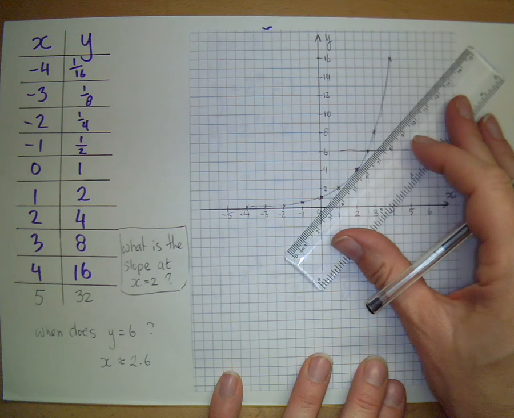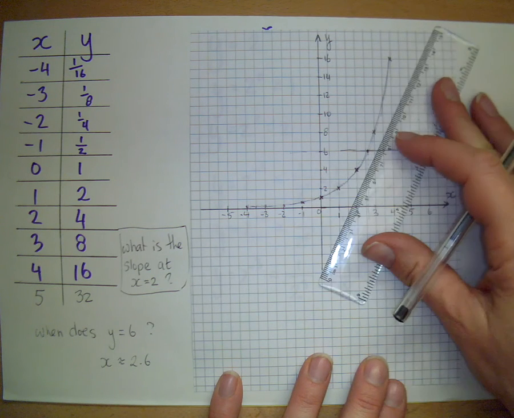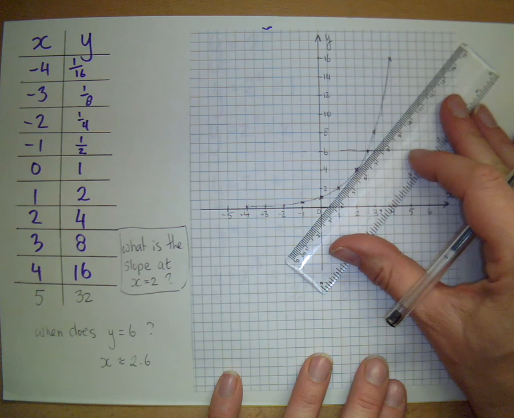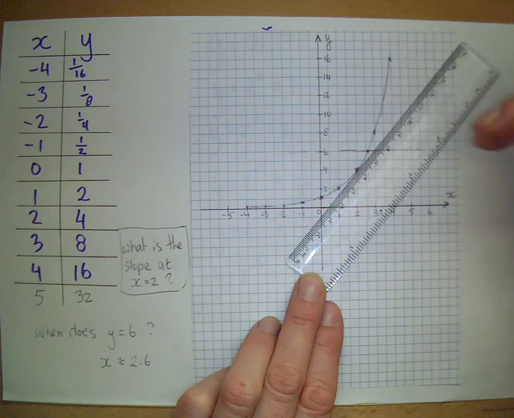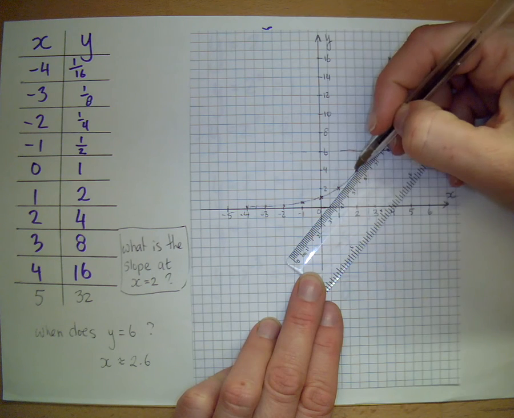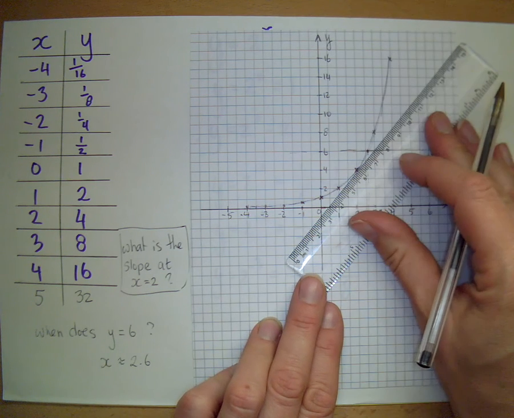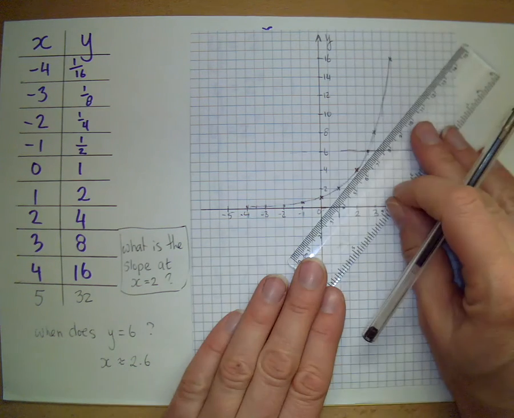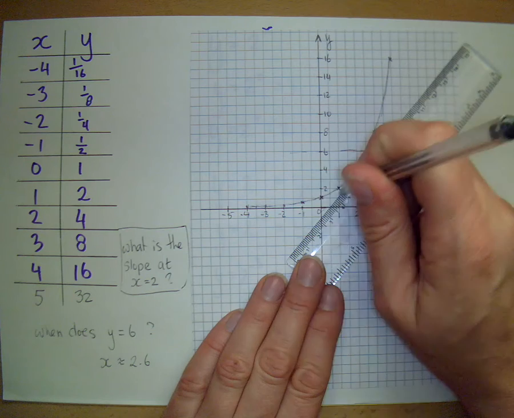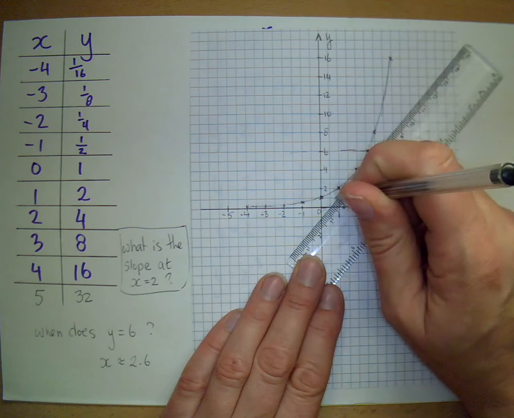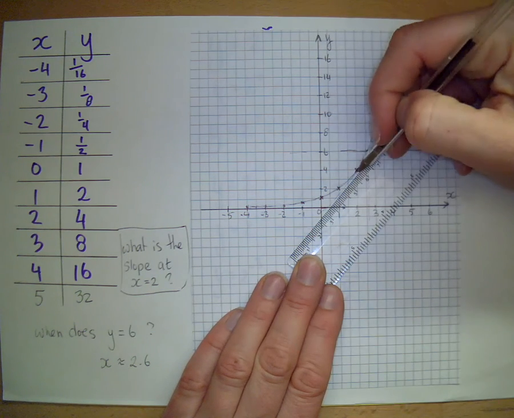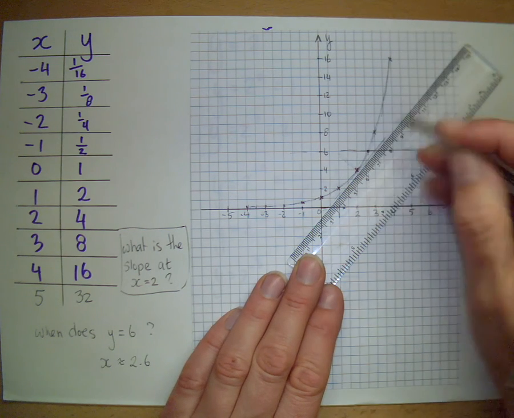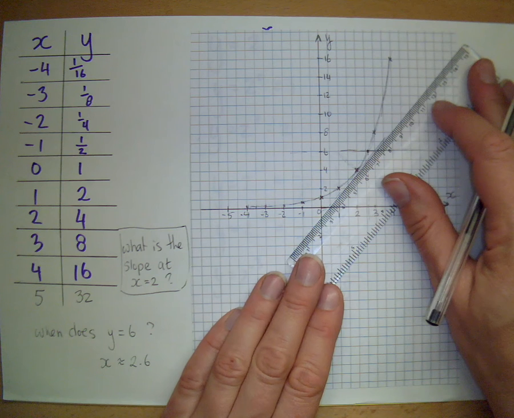We move our ruler and try to draw a tangent. Remember, a tangent hits the curve only at that one point, right? And remember how it's perpendicular to the line that hits it right in the middle. We try to draw a tangent.